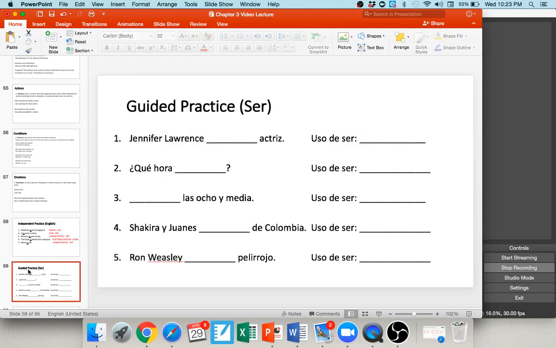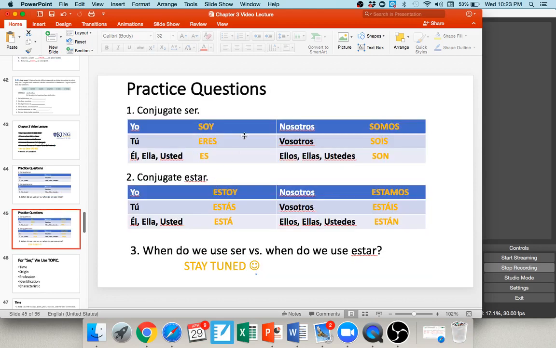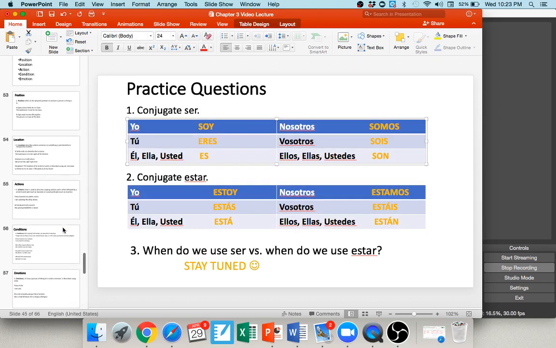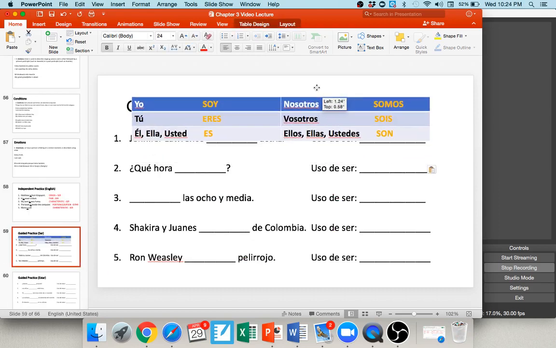Let's do these in Spanish now. Okay? So I'm going to go ahead and give you a little cheat. These are all using the verb ser. I want you to fill in the blank with the correct ser word, either soy, eres, es, somos, sois, or son. And I will put those for you on the slide. And I want you to tell me which reason from TOPIC justifies using ser.